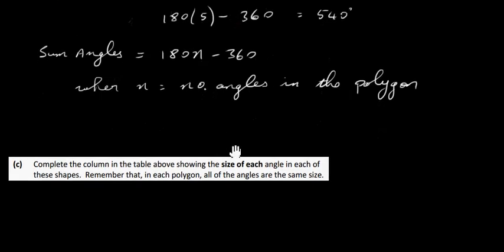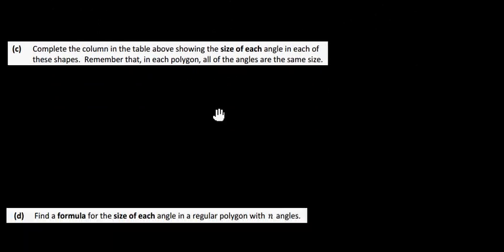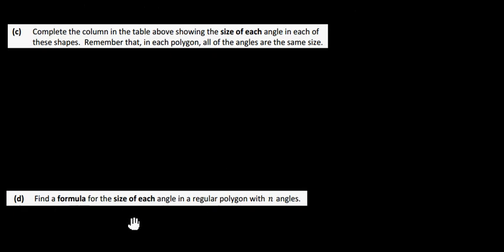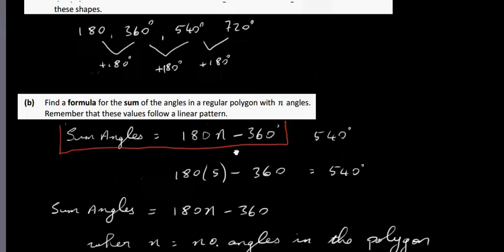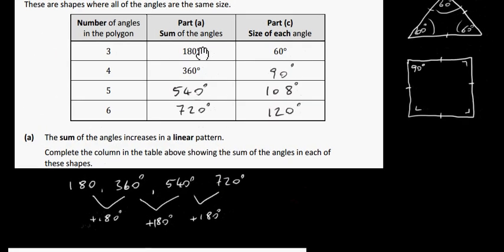Last question then in this, that was this part here. Find a formula for the size of each angle in a regular polygon with n angles. Now what did we do? We took the sum and we divided it by n. So take any of these sums here, divide it by 5 in this case, divide this one by 6, divide this one by 4 to give us these numbers here.